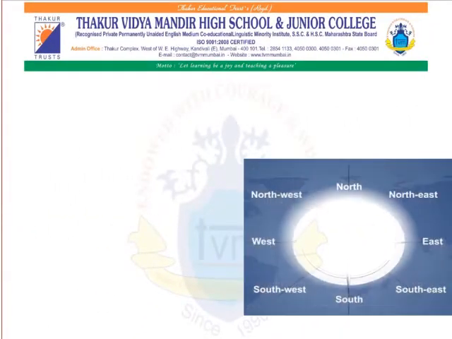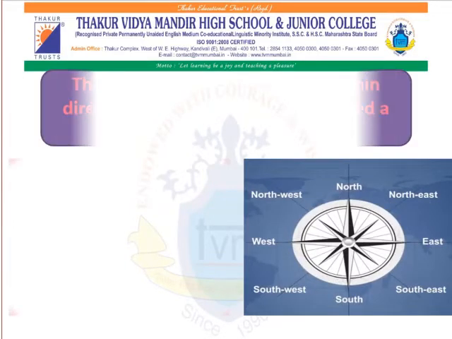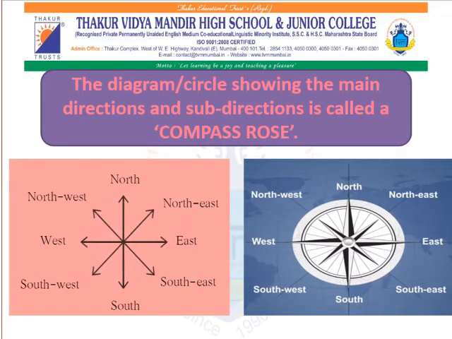Here I am having a picture showing the directions and the subdirections. It is the diagram or circle showing the main directions and subdirections, and it is called a compass rose. Students, the diagram or circle which is made on the right hand side just to show the directions and the subdirections is called a compass rose.